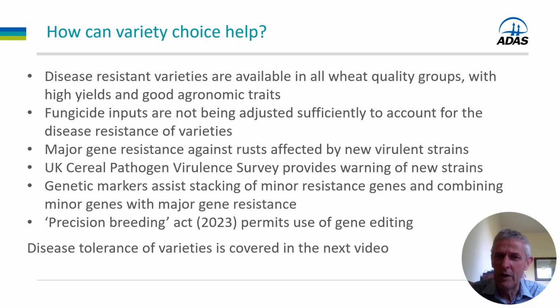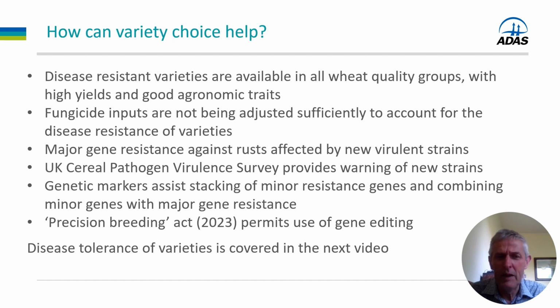But I'm not sure in the field that we've adjusted sufficiently our fungicide inputs to account for that improved disease resistance of varieties. And part of that, I think, is driven by uncertainty about new virulent strains, particularly against the rusts. But if we pay attention to the cereal pathogen virulence survey, I think it's less likely that we'll be caught out by those sudden changes. And the resistance against septoria is generally highly reliable and not subject to sudden changes.